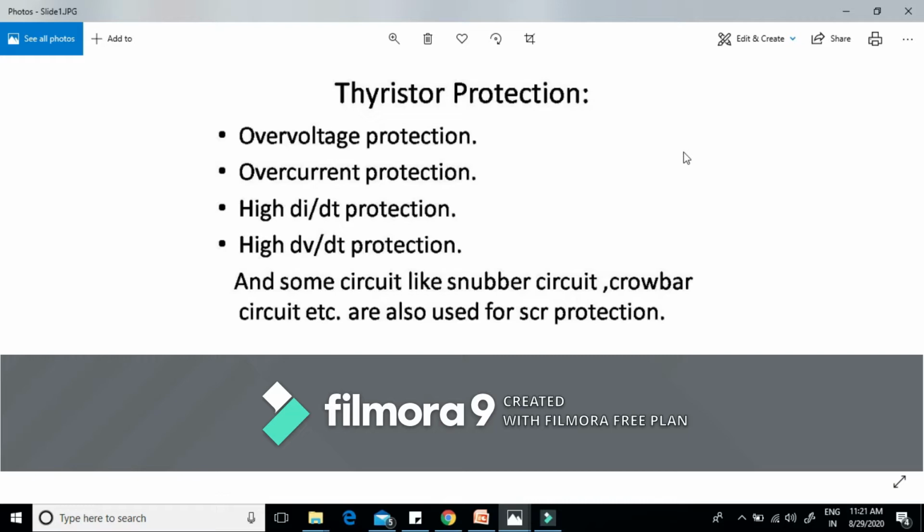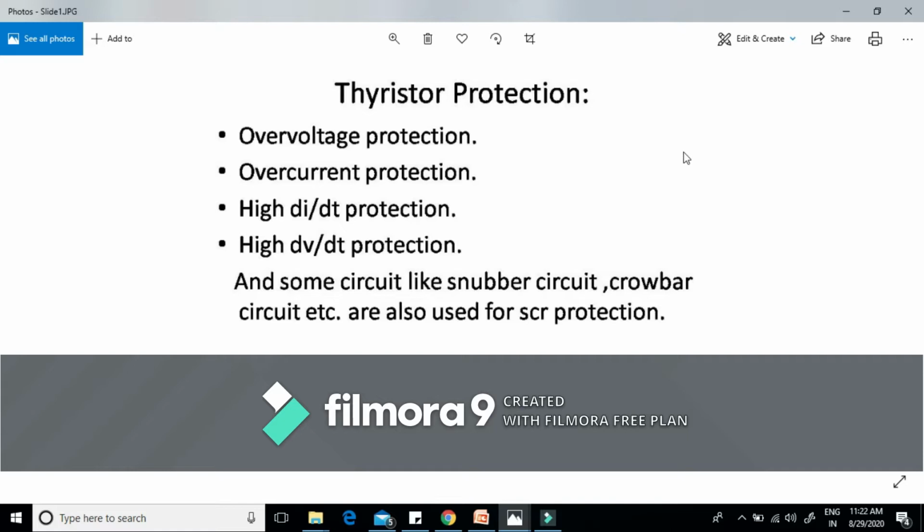Today's topic is thyristor protection. Firstly, we should know why protection of SCR is needed. SCR is a very delicate semiconductor device, so we have to use it in its specified ratings to get the desired output. SCR faces different types of threats during its operation due to overvoltage and overcurrents.